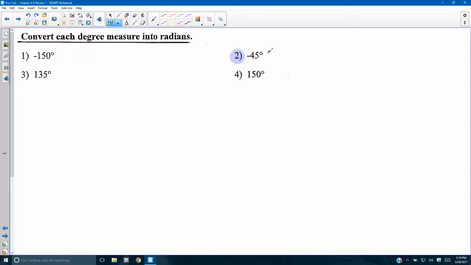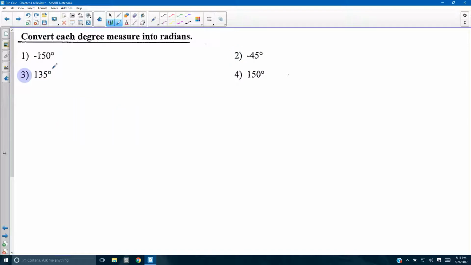Number 2 is more of the same, only this one's probably significantly easier because you're dealing with a special right triangle that you already know, or a special ratio. Pi over 4, we know pi over 4 is 45. So negative 45 must be negative pi over 4. And that's just the answer there. See, there's not much to do with it if you're really vested in at least those radians.